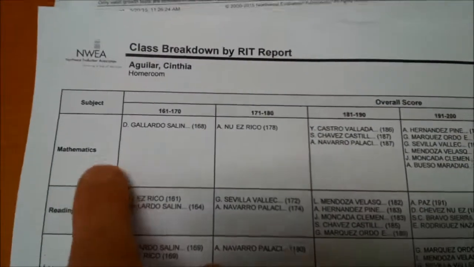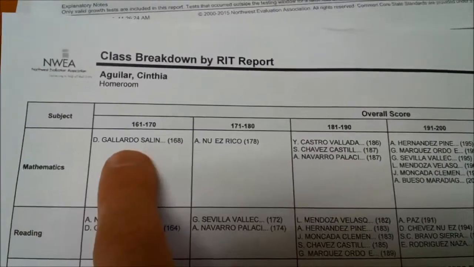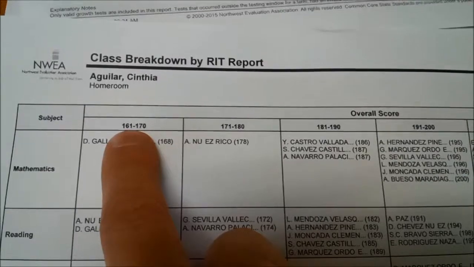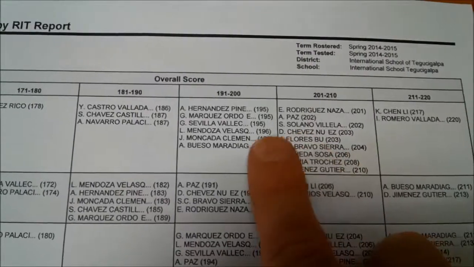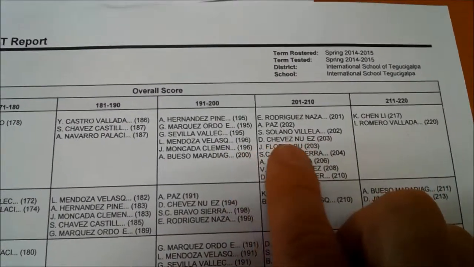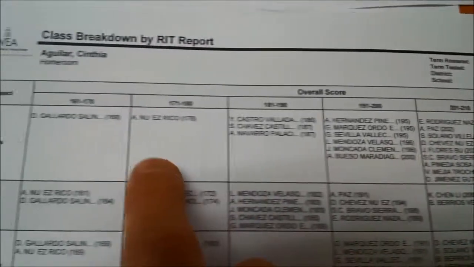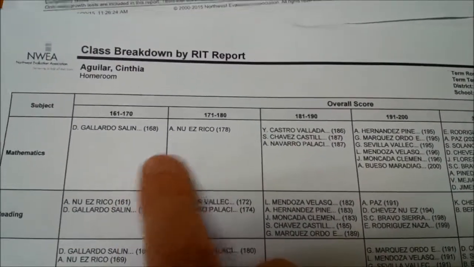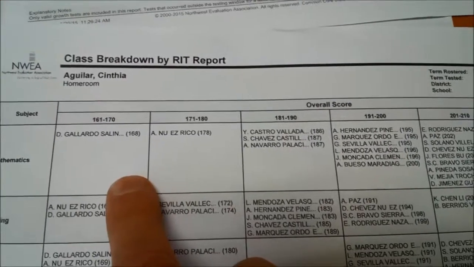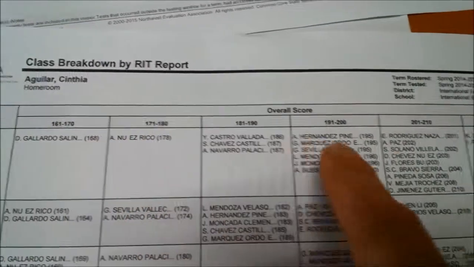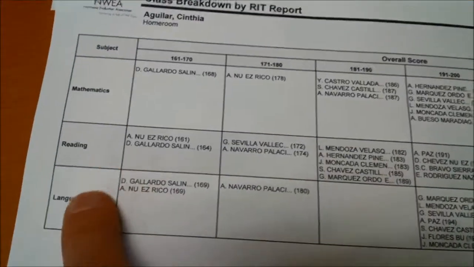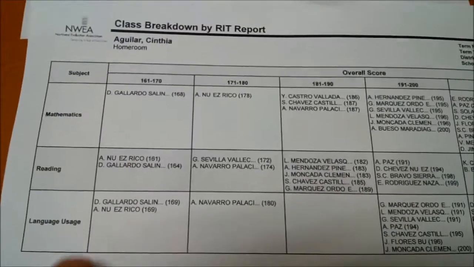Another report is the class breakdown by RIT. Now this is great because it shows you, let's look at math. Here are your students, and it breaks them out by the RIT range. So the overall score. Okay, and so the bulk of the students in this class are in this range, which is great. And you have a couple kids that are very low. Now, of course, when you have kids who are very low, that's going to bring the entire mean down. But that's the nature of it. So you have one student who scored really low, and that pulls the whole group down. And you have this for reading and language arts, language usage as well.